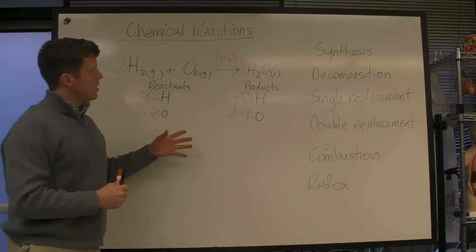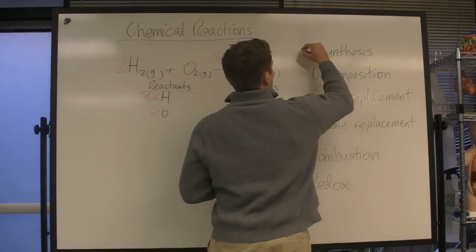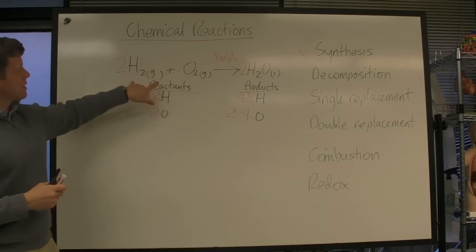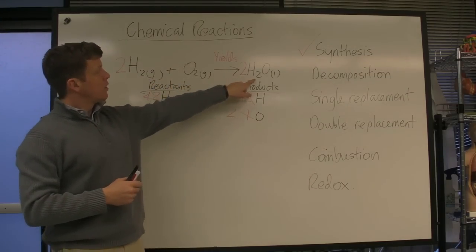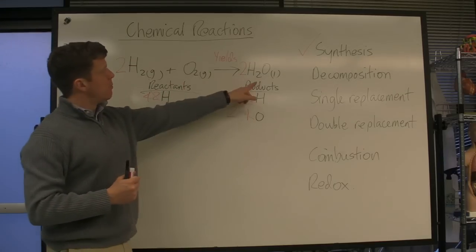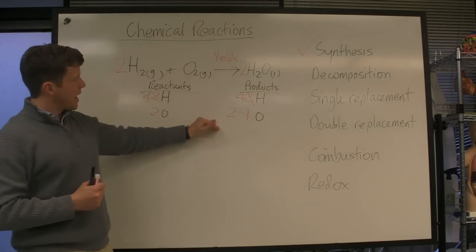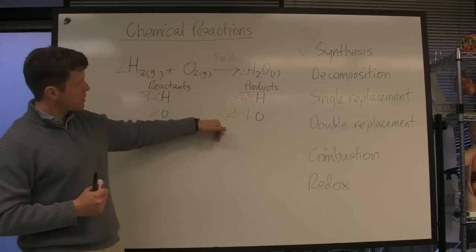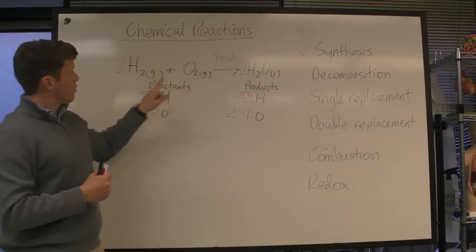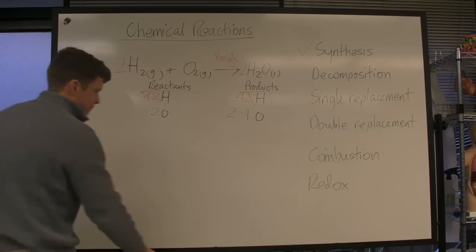So the big idea here, this is a synthesis reaction. Synthesis, you take two or more substances, in this case it's two, react them together, create one new substance. I needed to balance the number of oxygens and hydrogens that I had on both sides. I did that by listing out my reactants and then my products and then the numbers of each element, and then making sure that the numbers were equal on both sides. So that's synthesis.